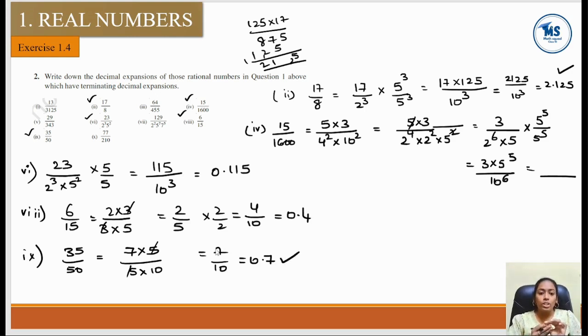If you want to write the decimal expansion of a terminating rational number, the first step is to find the prime factorization of numerator and denominator and cancel out the common terms, and then try to write your denominator in the form of 10 powers so that your division will be easy.